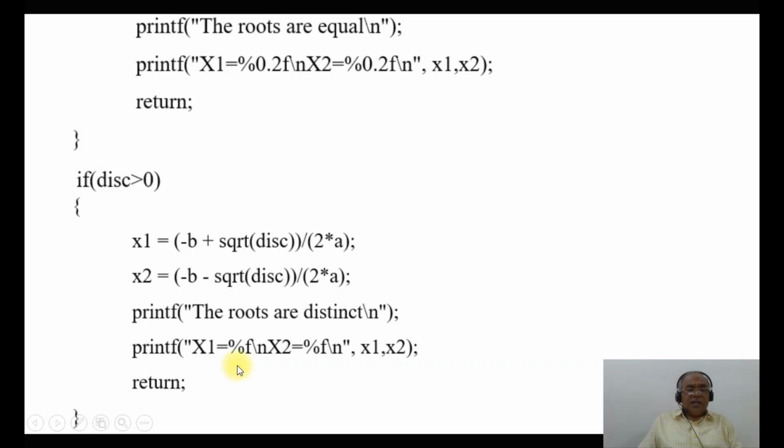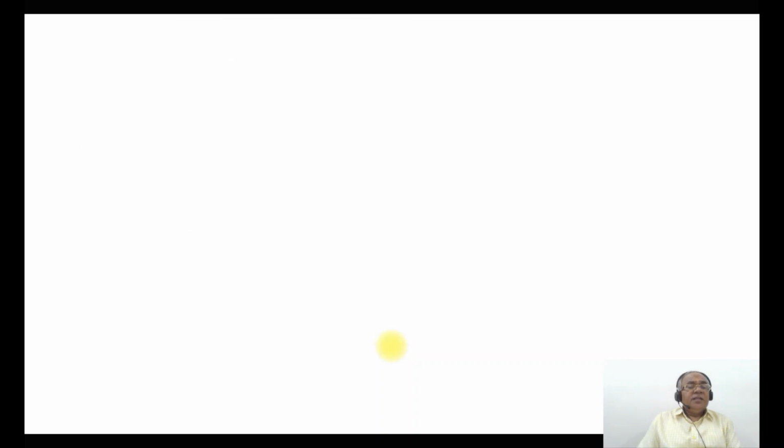So printf, x1 will be equal to percentage f slash n, x2 will be equal to percentage f slash n. Since we are not given any number of digits after the decimal point, it is going to print up to the 6th decimal place, which will be x1 comma x2. Then it is going to return those values to the main function.